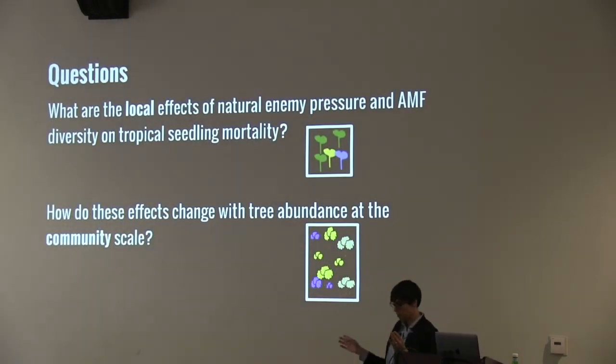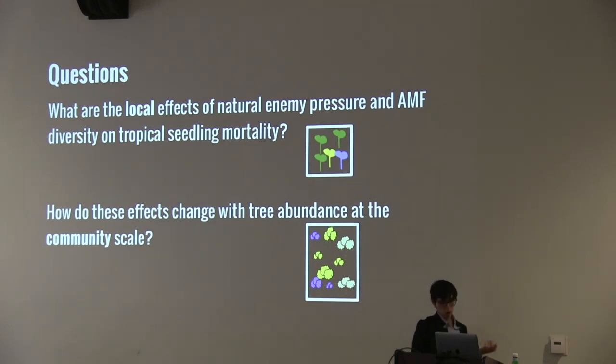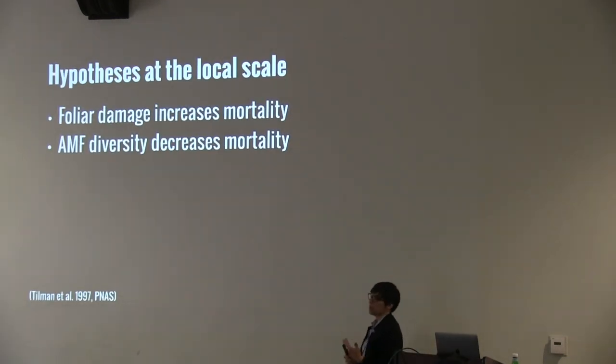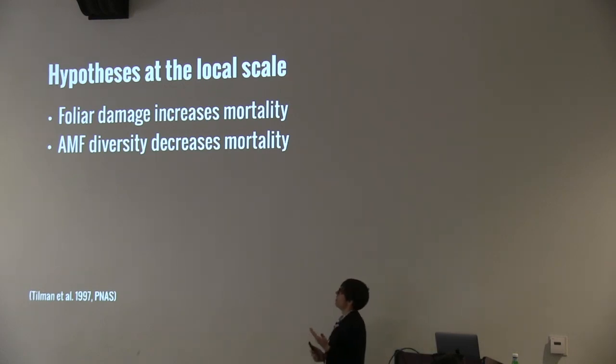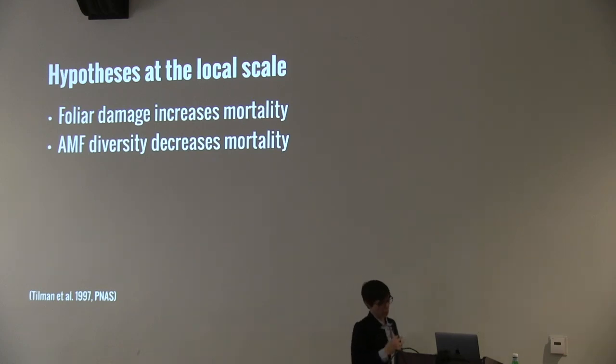Okay. So we have two questions. What are the local effects of enemy pressure and arbuscular mycorrhizal fungal diversity on seedling mortality, and how are these effects changing at the community scale? So again, I'm playing with this. We have a few assumptions. Obviously, if you do a lot of damage to the seedling, it's going to die, right? And as arbuscular mycorrhizal fungal diversity increases, it should decrease mortality of the seedling.